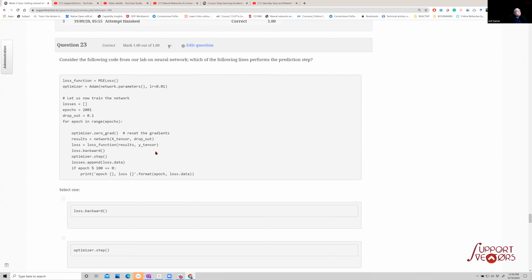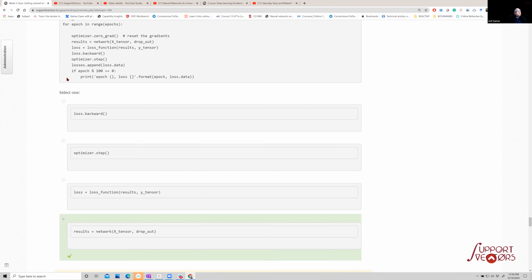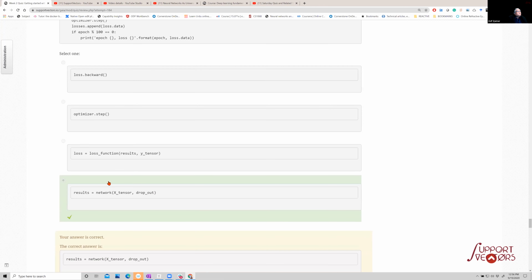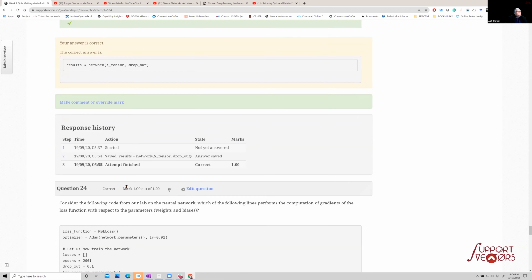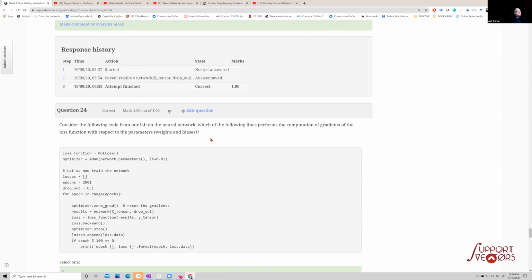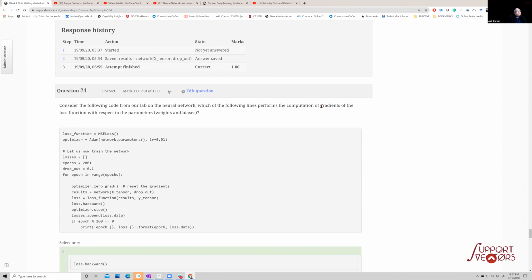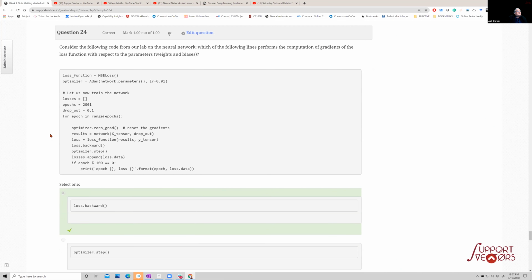Which line is the prediction? Remember, first you make the prediction. This is the prediction. Then you get the loss. Then you do the back propagation of the gradient. And then you take the gradient descent step. That's all learning is. This word learning in machine learning essentially refers to these four steps. So this is the prediction step. Which of them performs the computation of gradients? That is the backprop step, this step.